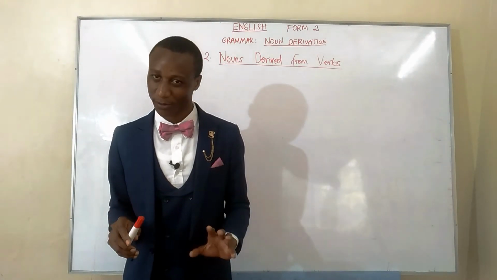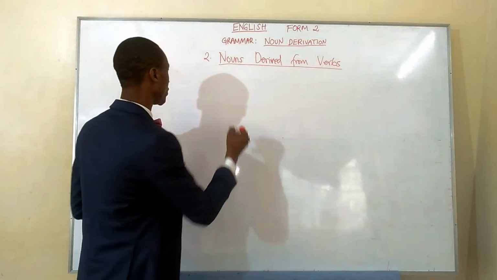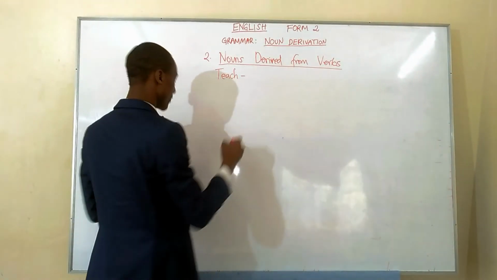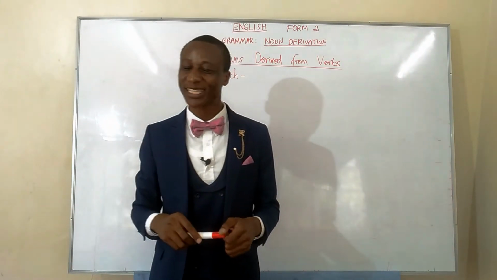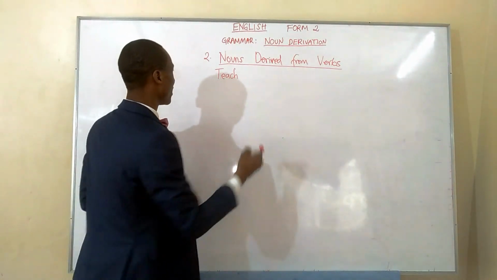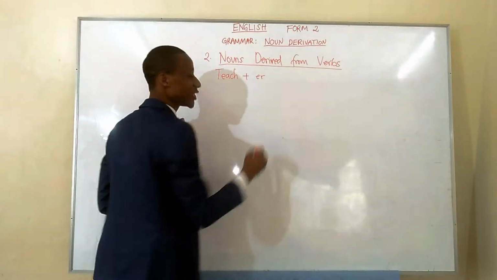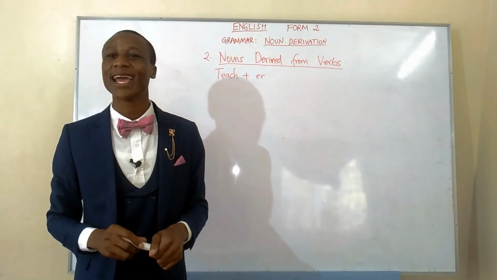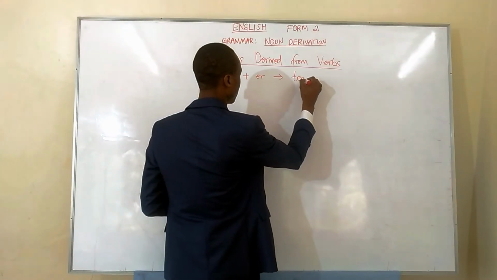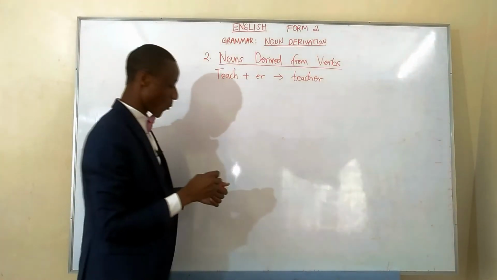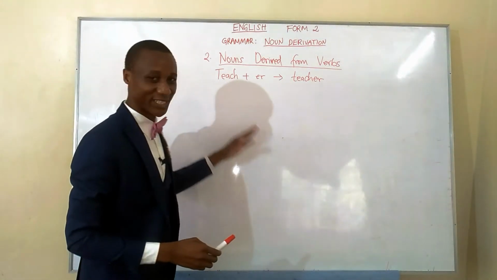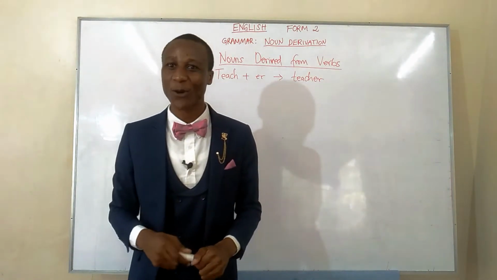For example, the verb teach. Teach is the action of teaching. So when you add the suffix er to teach, you form a derived noun, teacher. When you add the suffix er to the verb teach, you form a derived noun, teacher.